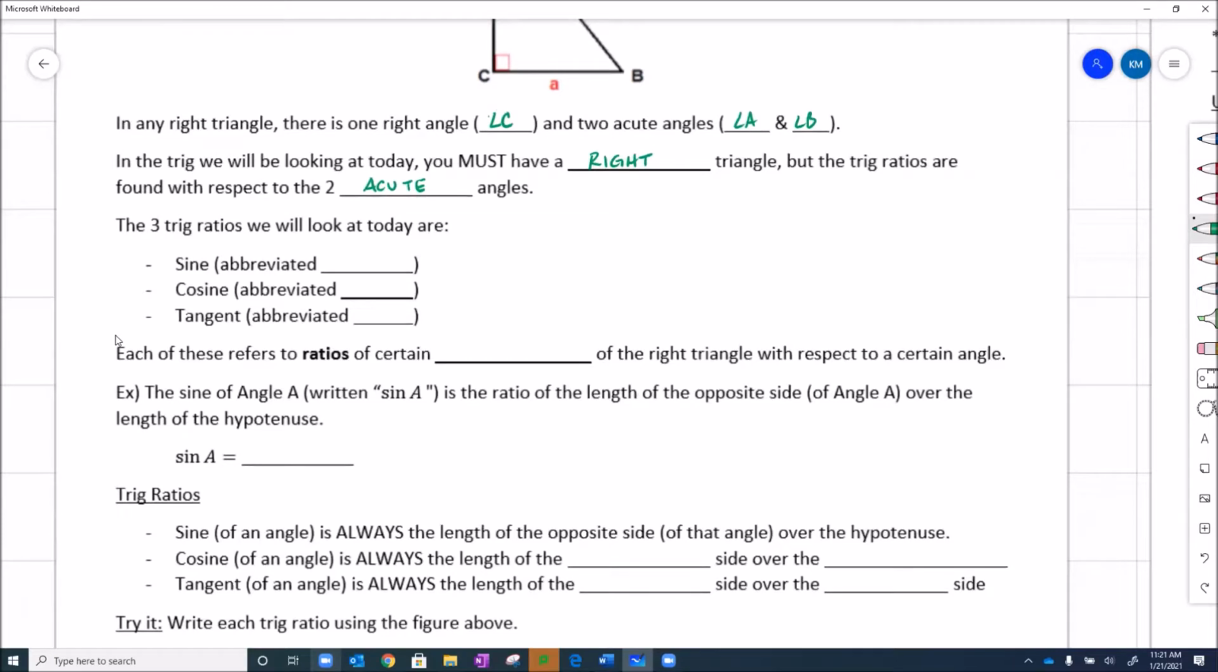Okay, we'll look at three trig ratios today: sine, abbreviated SIN, cosine, abbreviated COS, and tangent, abbreviated TAN. Sine, cosine, tangent. Each of these refers to ratios of certain sides of the right triangle with respect to a certain angle. The sine of angle A, we write that as sine A, is a ratio of the length of the opposite side of angle A over the length of the hypotenuse.